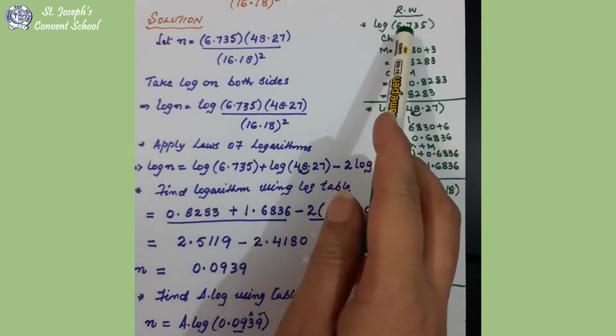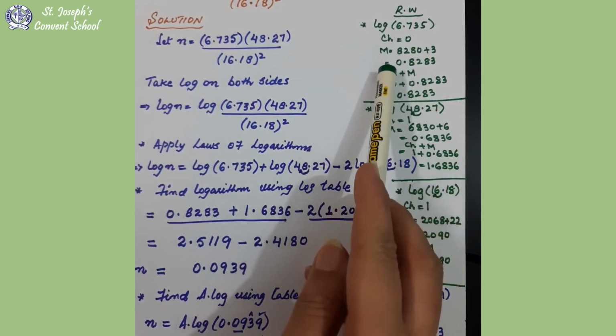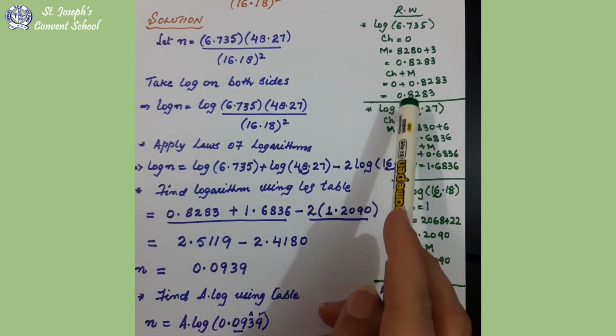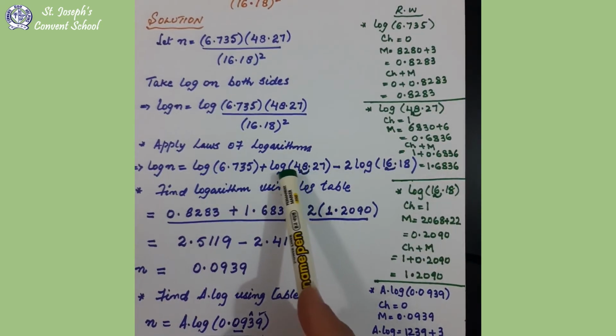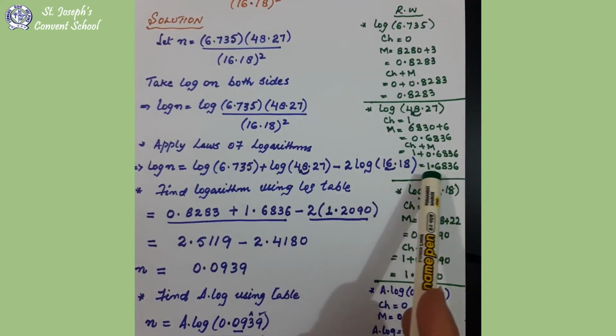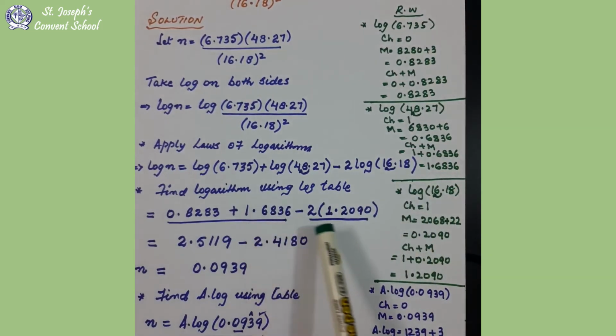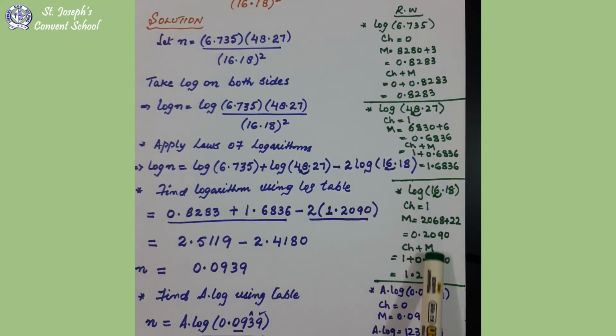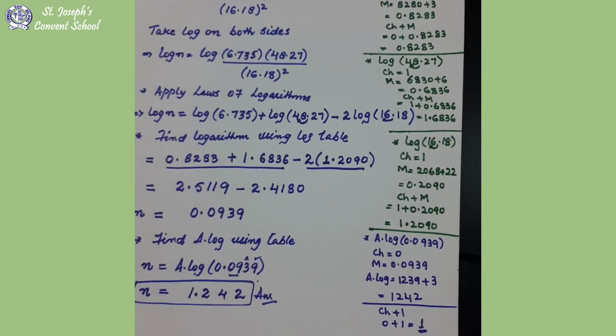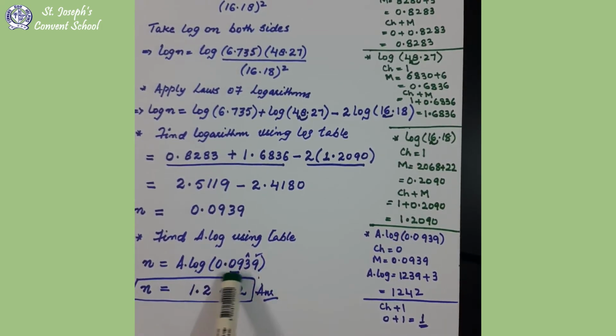6.735 is this first value. Characteristic and mantissa using the log table, and this answer 0.8283 is here. Then the second value, log 48.27, the solution is here. You all know how to find the log. And the last one, log 16.18, is this value 1.209. And then the last part, the anti-log of this number, is here. And how to put the decimal: characteristic plus 1 is 1, so after one digit. Okay, 1 means after the first digit.